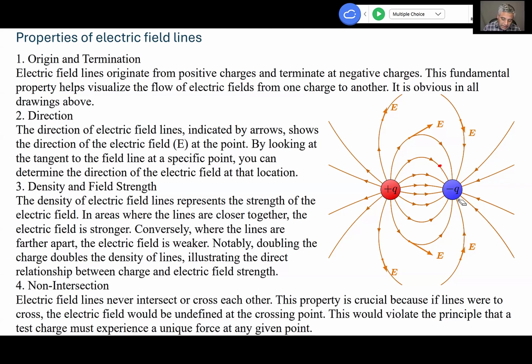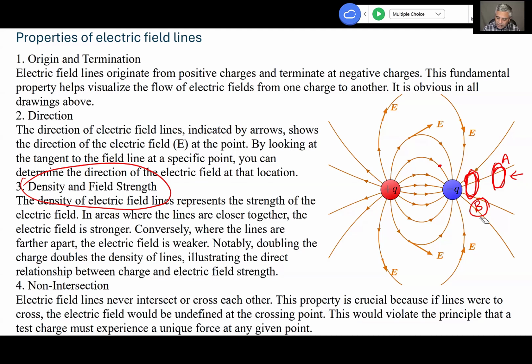And I already said this: the denser it is, the stronger the field. So for example, if I look at here versus here, what happens? If I make the same size circle, then only one line is passing through this point over here. But at point B, there are three lines passing for the same size circle, okay? So that means it is 3 times more dense.